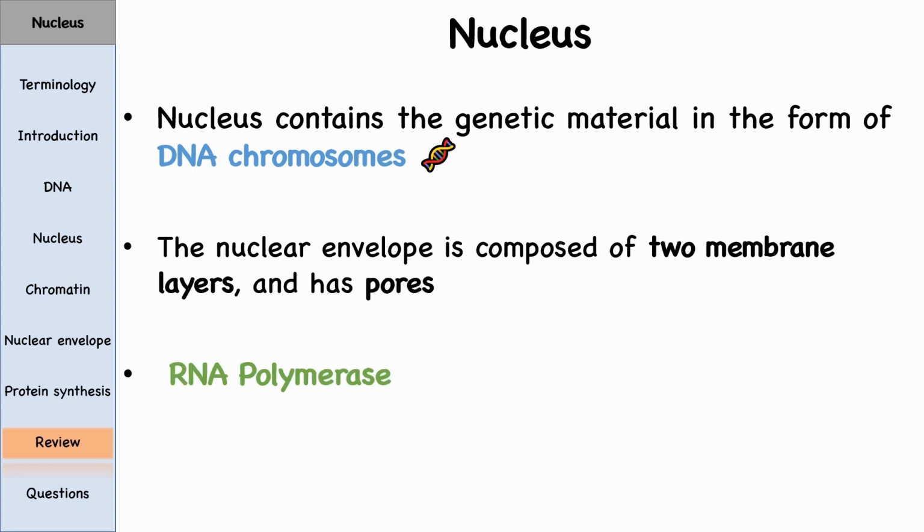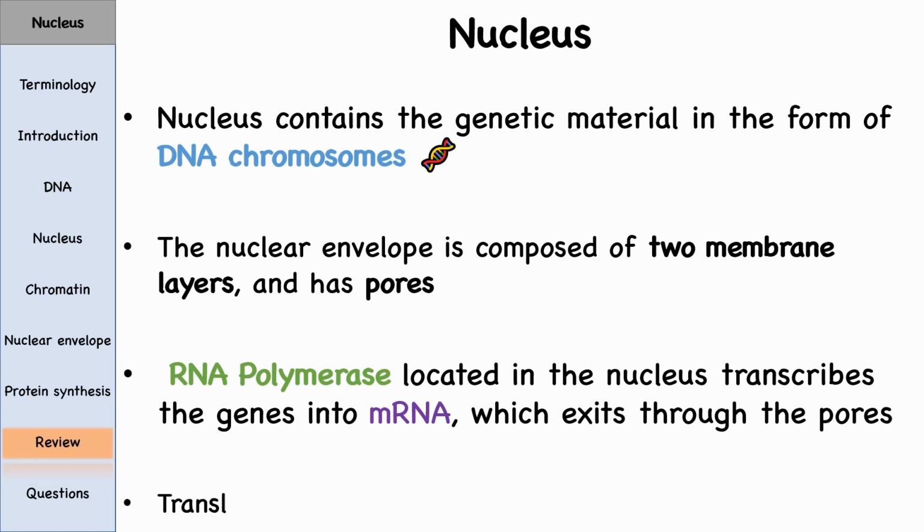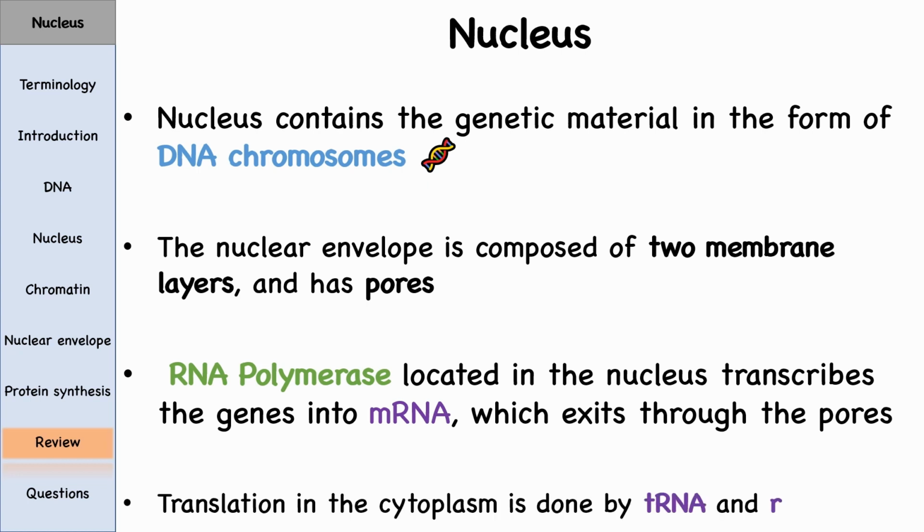The RNA polymerase enzymes present in the nucleus transcribe the genes from DNA into messenger RNA. And then this mRNA exits through the nuclear pores to be translated into proteins in the cytoplasm by transfer RNA and ribosomal RNA, which are originally synthesized in the nucleus.